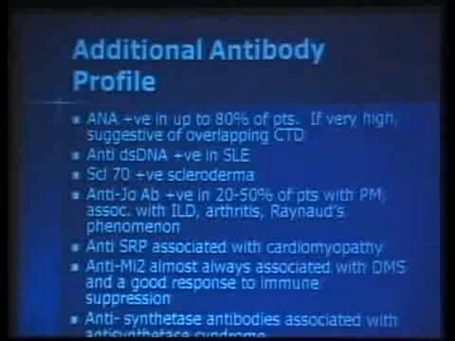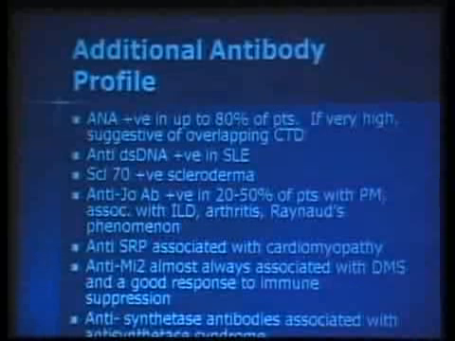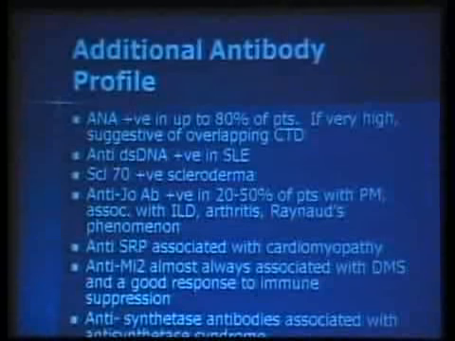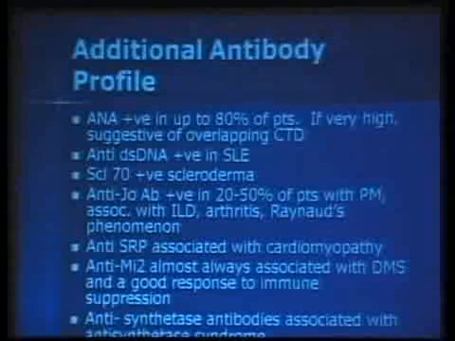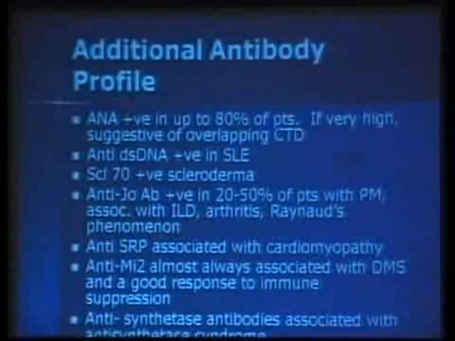positive in scleroderma. Anti-Jo-1 antibodies are seen when there is an association with ILD, arthritis, Raynaud's phenomenon, and then there is another variety of antibodies, the anti-signal recognition particle, and these are associated with cardiomyopathy, and here the patient has a very aggressive disease.